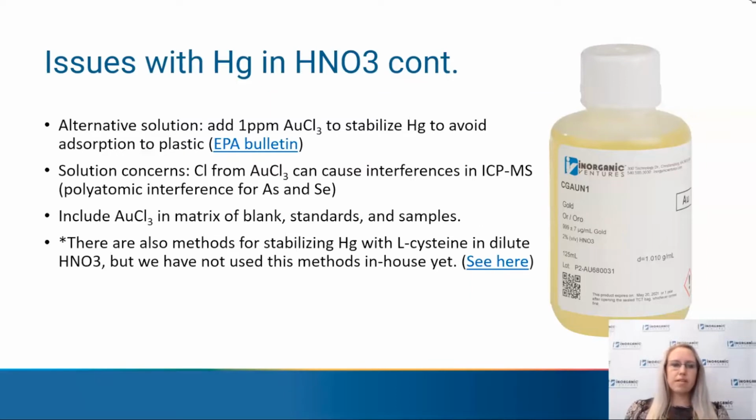There are also methods that we've heard of for stabilizing mercury alternatively with L-cysteine in nitric acid. We've linked the paper here just for your reference if you want to go through and see if that may be an option for you. Again, we haven't used this method in-house, so we haven't personally had any experience using this, but we have heard that this is a good option as well.